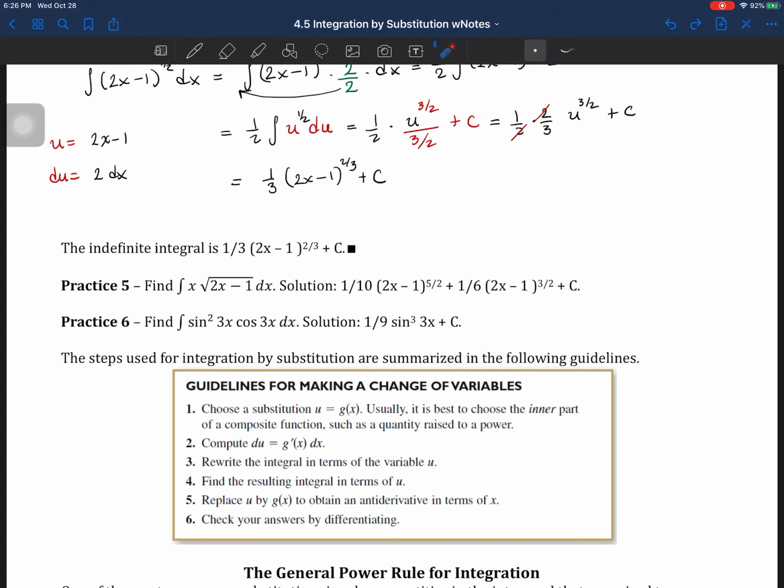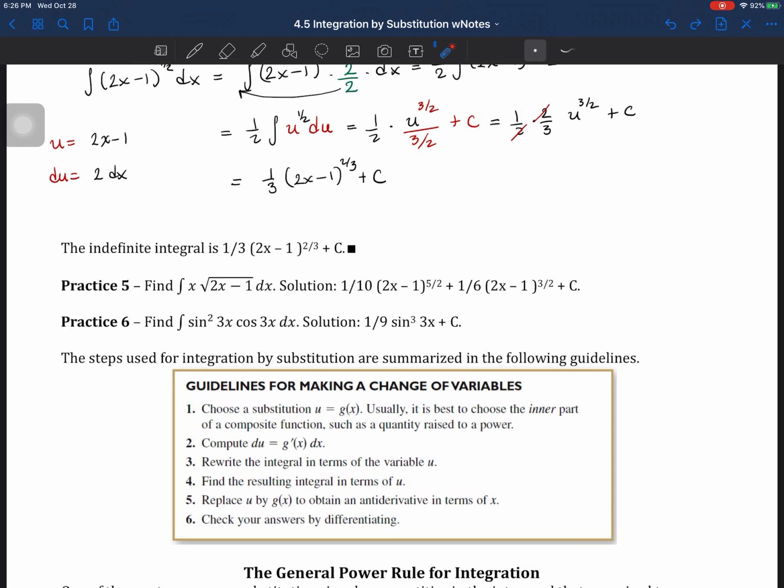So some guidance for making a change of variable is to choose a substitution of u. And that means find what needs to be substituted to u. And that tends to be whatever's inside parentheses, whatever happens to be a power, right? And then usually it is best to choose the inner part of a composite function such as quantity raised to a power. Then you're going to compute du equals g prime of x times dx.